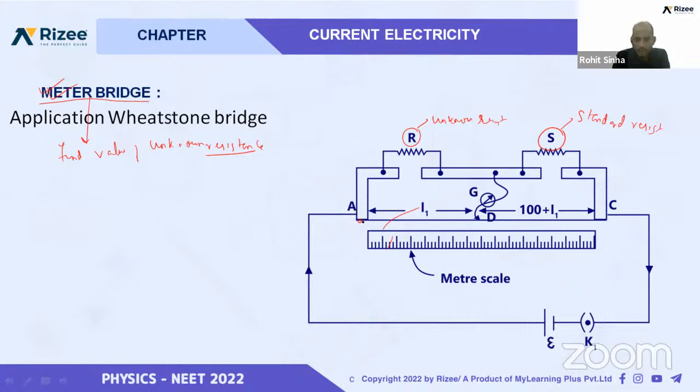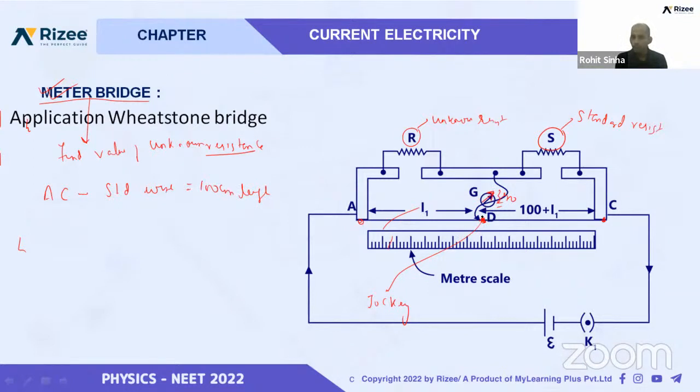Now, this wire A to C is a standard wire of 100 centimeter length. This point D here is called a jockey. What is a jockey? It is a clip-like thing. We move it along the wire A to C, and where the deflection in the galvanometer becomes 0, we clip it, fix it there.